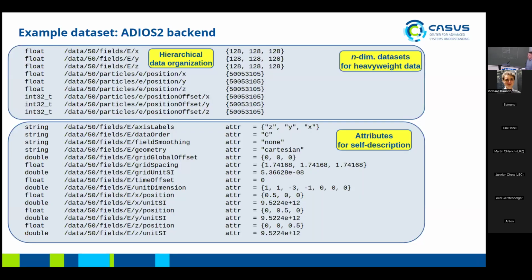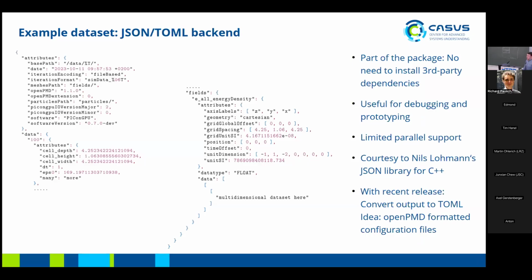This is an example dataset in ADIOS2. So basically the same structure, but in a different format. And like I already said, we also have a JSON and, very recently, a TOML backend.